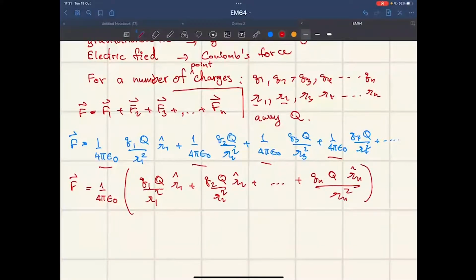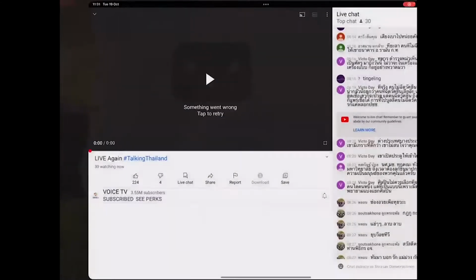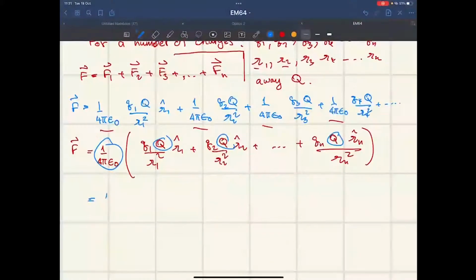If you look at it, not just this factor, actually everything has Q in common here. We can pull Q out of the equation. We have this 1/4 pi epsilon naught here, and Q out, and then Q1, R1 squared, R1.